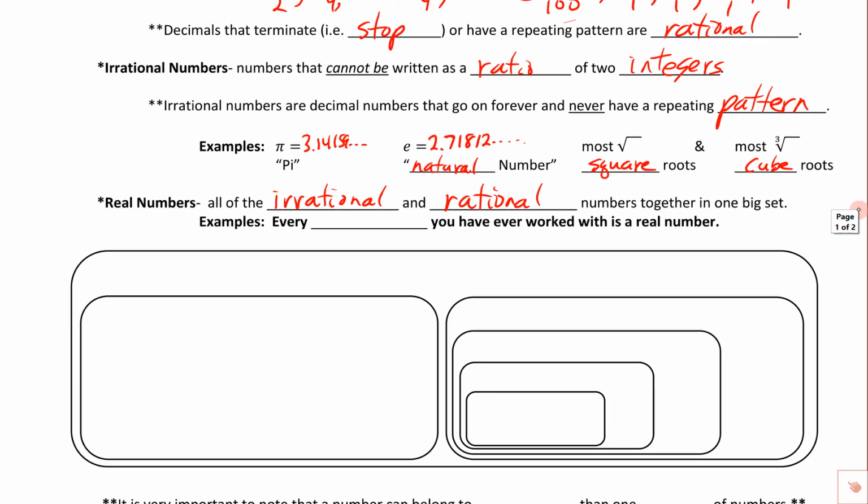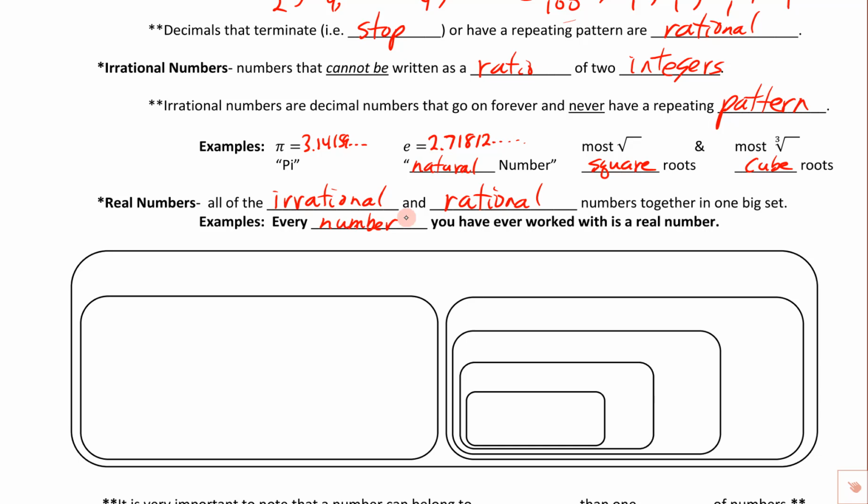Okay, so if we gave some examples of real numbers, it really would be every number you have ever worked with. Every number you have ever worked with is a real number. You won't be able to, at this point, at your age and with the math that you've been exposed to, think of a number that is not a real number.